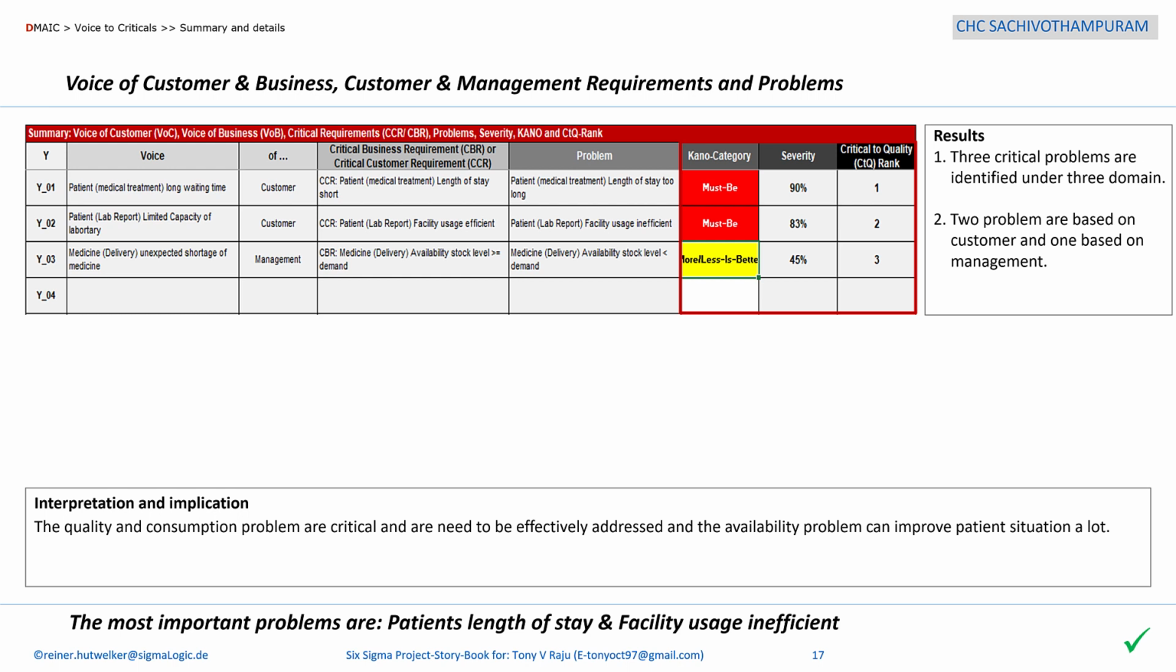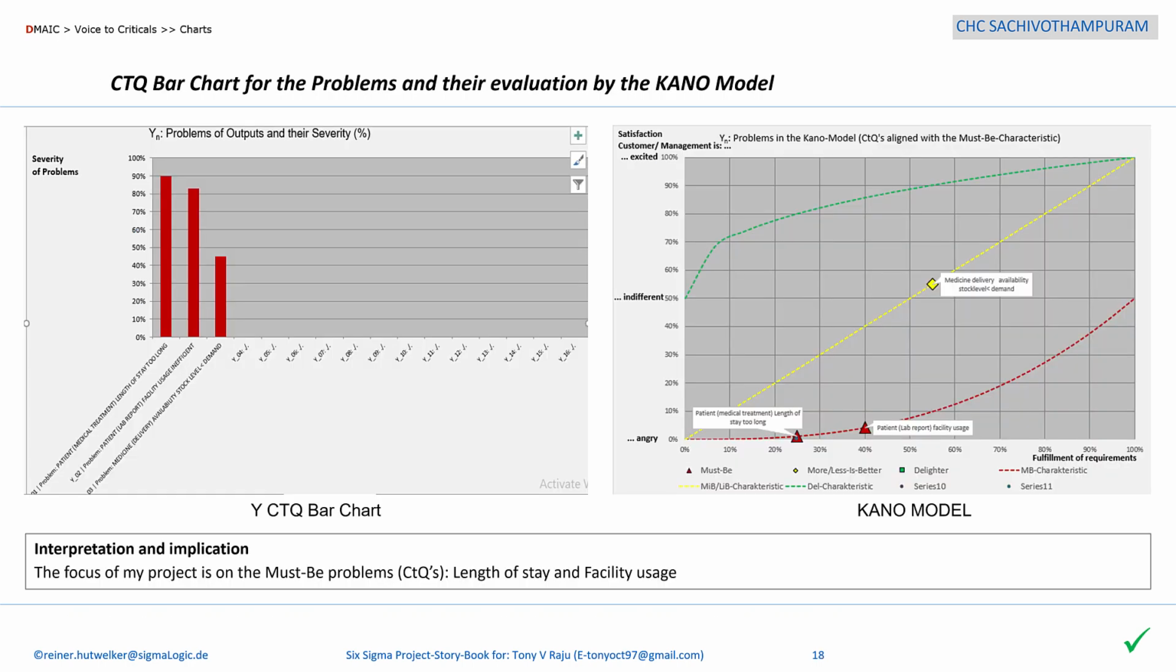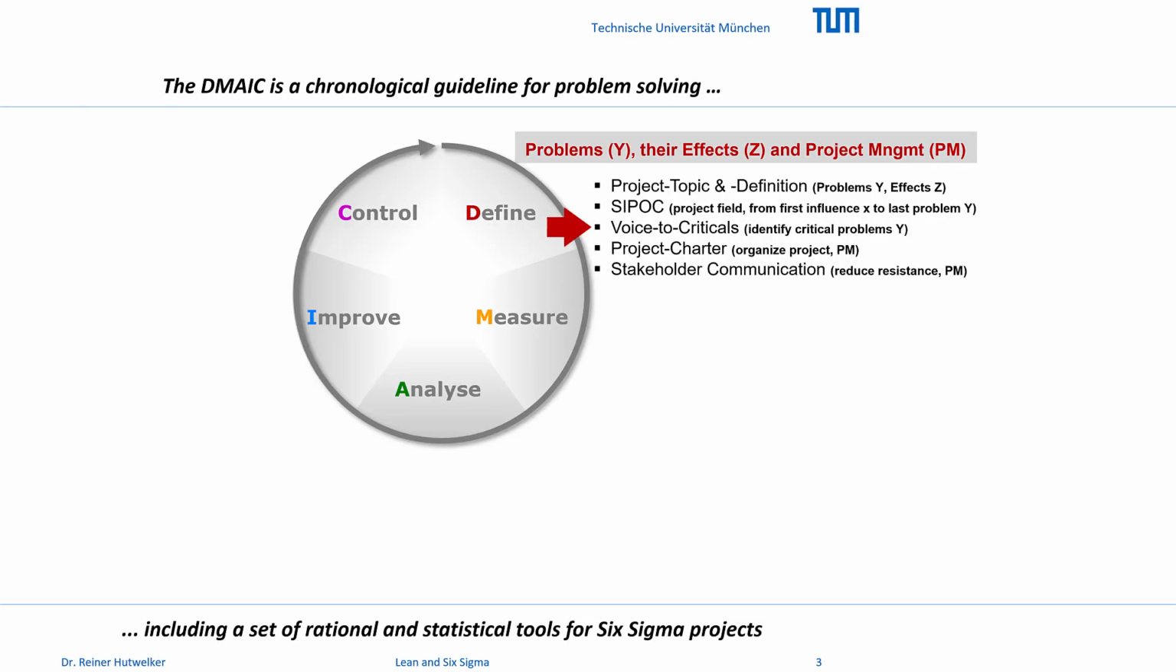This quantification makes it possible to prioritize the problems and display them, for example, in a bar chart or a dot plot along the Kano characteristics. Since these steps build on each other, we have combined them sequentially in the tool Voice to Critical. From a problem-solving perspective, the define phase is now complete.